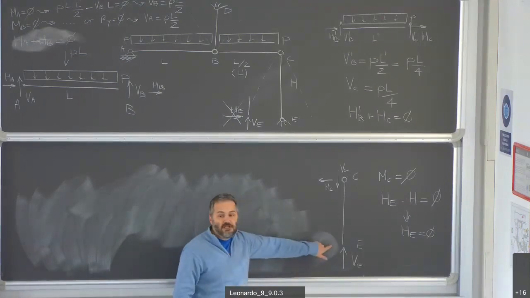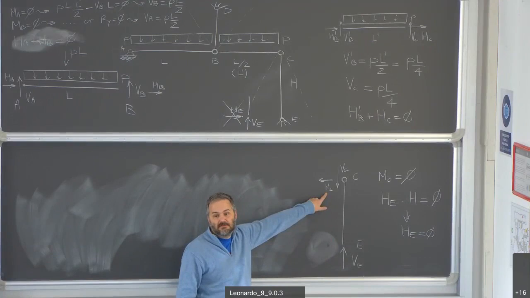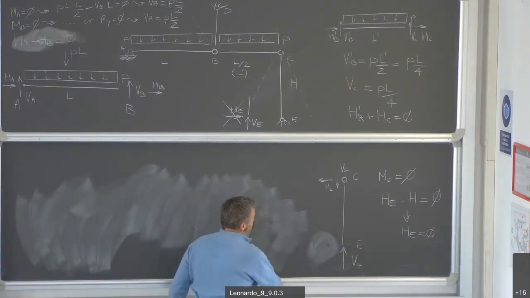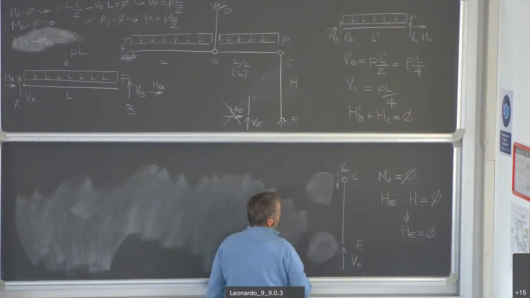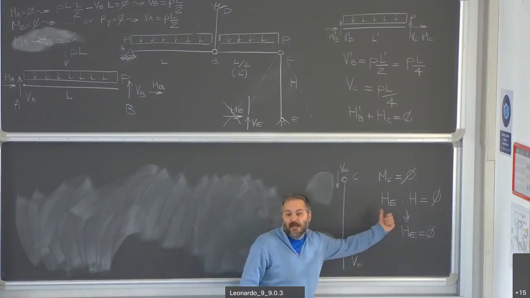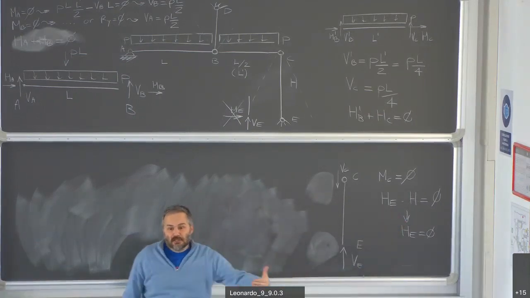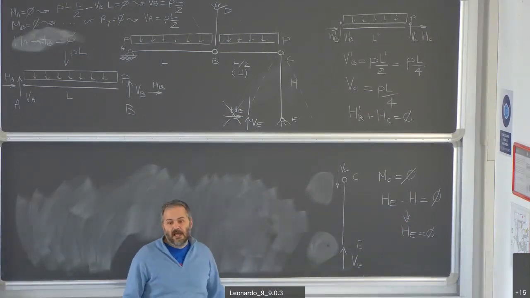And if HE is equal to 0, what will happen to HC? It has to be equal to 0 as well. How can I get it? Here I wrote a rotation equilibrium. I could write a horizontal equilibrium, and I would get HC equals 0. And now let's go back.